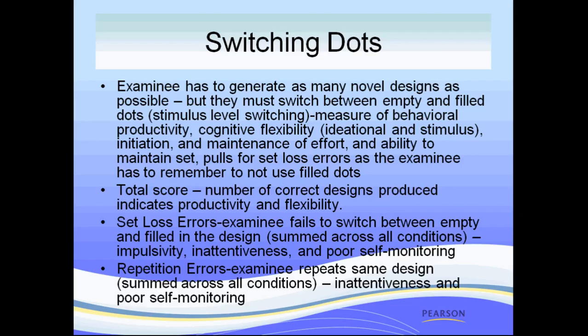And this is switching at the stimulus level. Okay, I see a dark one, I have to go to a light one. The light one, I have to go to a dark one. But it also is in your mind in that I have to think about the fact that I have to go back and forth between these two. So it's primarily a stimulus level, but there is some ideational in terms of the switching or the cognitive flexibility.